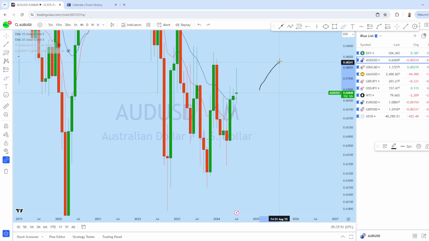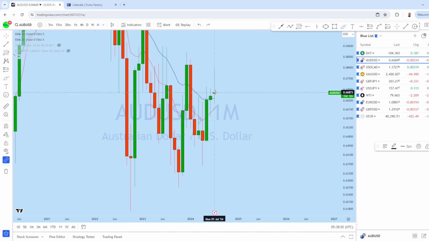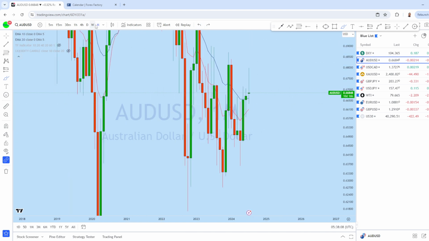as we are expecting a wave on DXY to go up and to drop, what we can expect on AUD USD is a mirror of that DXY. So with that in mind, we can expect the price on AUD USD to drop down, grab liquidity, and then bounce back up to create a new higher high.